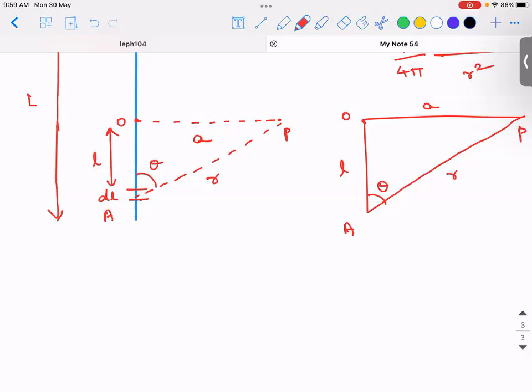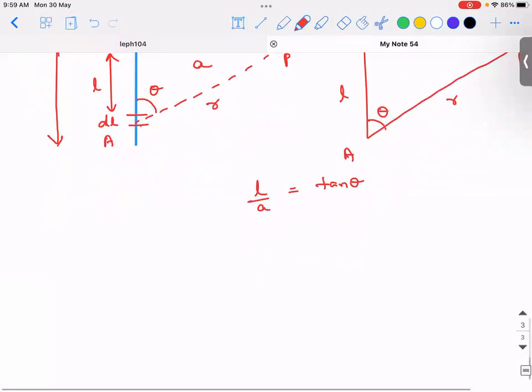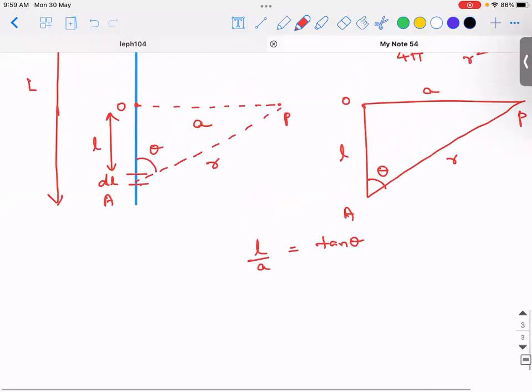Out of L, A and R, which one is a constant always? A is a constant because that is a perpendicular distance. So I will write L in terms of A, R in terms of A, but both related in terms of theta. So if I write L divided by A, what do I call this? Opposite by adjacent, not tan, it is cot. Just cot theta.